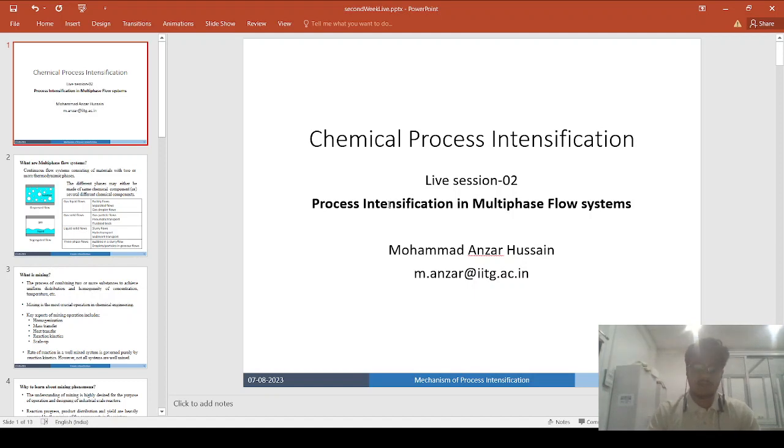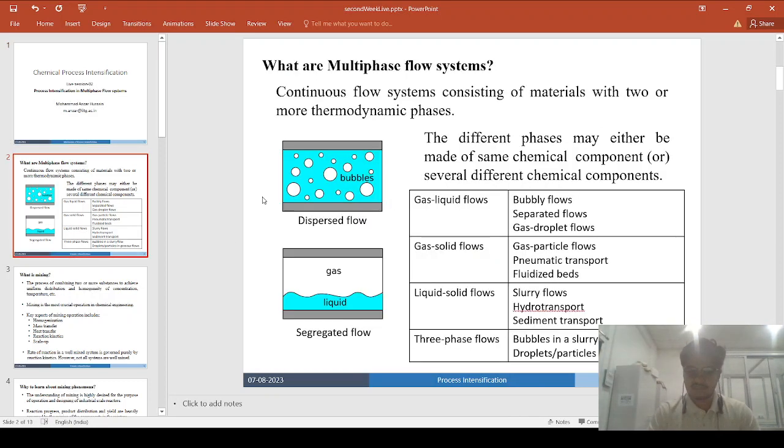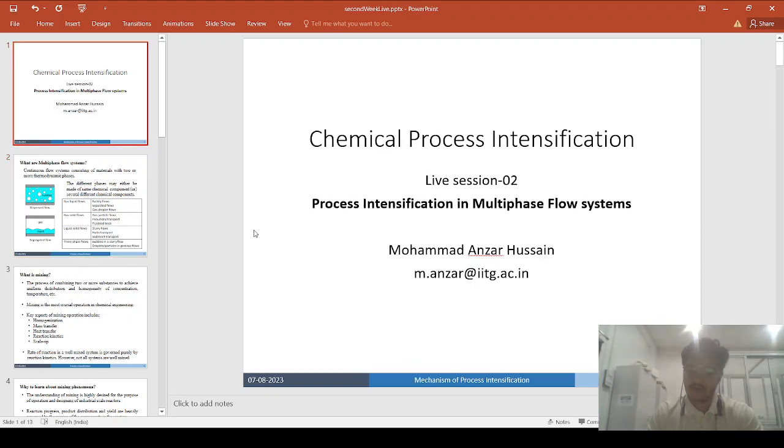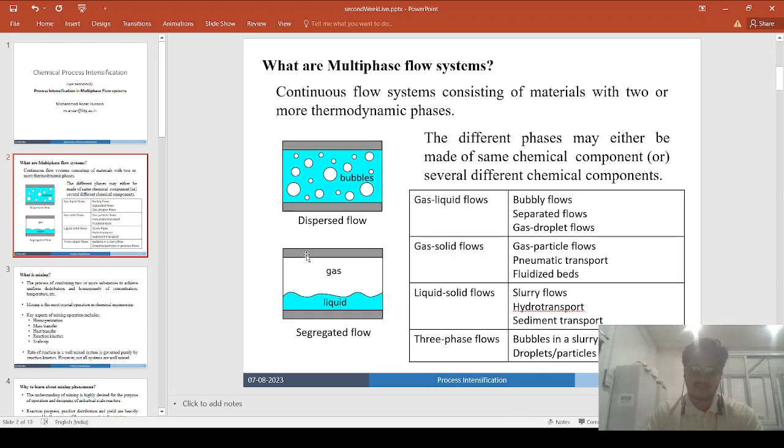So, in the current week, the things that were discussed were how to intensify or perform process intensification in multi-phase flow systems. So today we will be going through that. What are multi-phase flow systems? Before performing process intensification for the multi-phase flow system, let us first discuss what the multi-phase flow systems are.